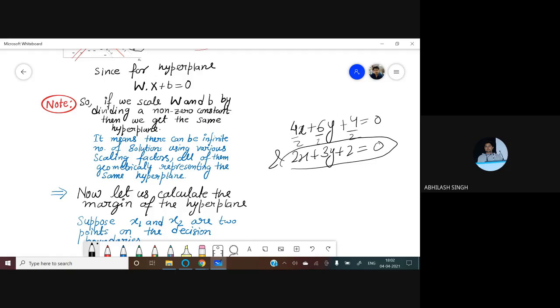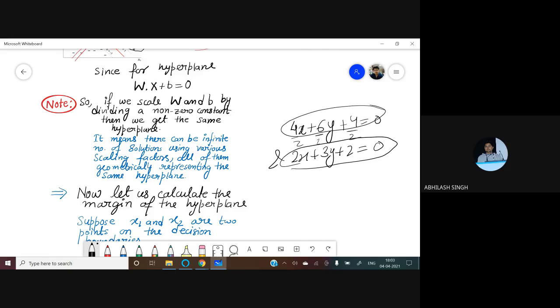Then we get this equation. If you plot this equation and this equation, these two equations represent geometrically exactly the same equation. That is the point I have mentioned here: if we scale W and B by dividing by a non-zero constant, then we get the same hyperplane.